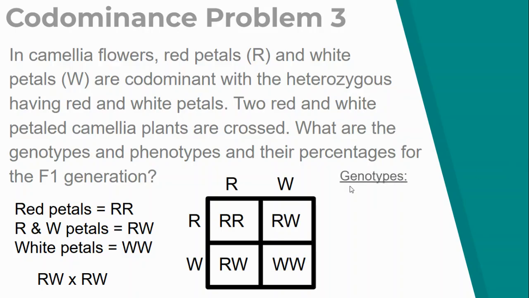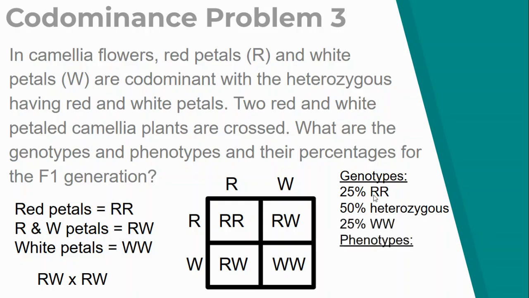For the genotypes, it looks like we have a 1 in 4 chance of the baby plants being RR. That's 25%. 2 out of the 4, or 50%, will be heterozygous. And 1 out of the 4, or 25%, will be WW.